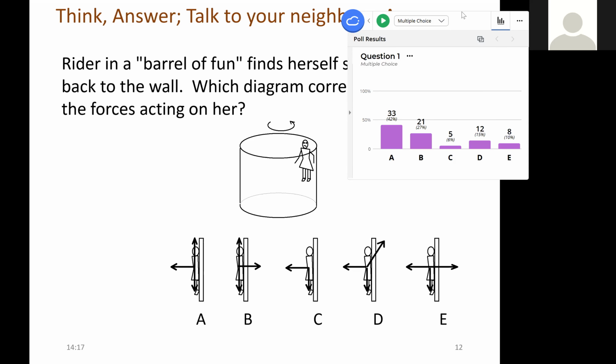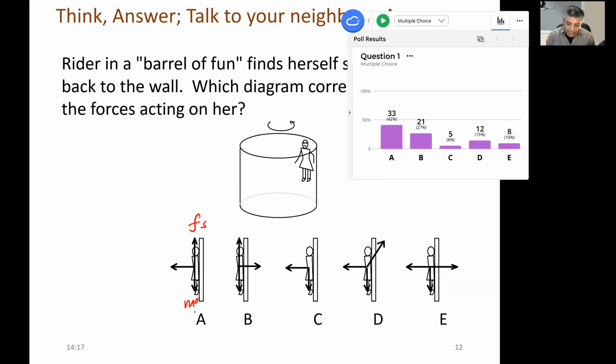B doesn't show any force pulling her towards the center of the barrel. Oh, and there has to be a force towards the center of that cylinder barrel, right? And what's keeping this kid stuck on the wall then? That would be the static friction force. Right, so that's preventing the kid from falling down when the floor is gone. Static friction force. Up force is static friction force.